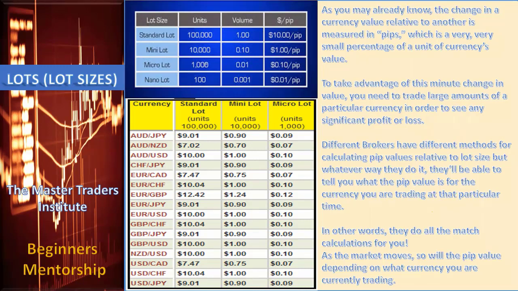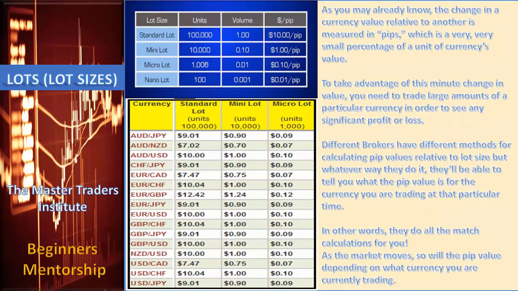That's for micro lots. Then for mini lots, it is $1 per pip. So if you're trading on a mini lot, which is 0.1, if the market makes 1 pip movement, you make $1. If the market makes 10 pip movement, you make $10. If the market makes 20 pip movement, you make $20.